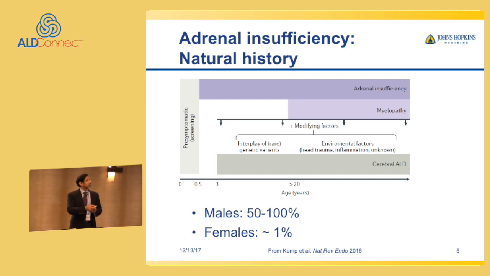What this is meant to show is that over the course of time, between age 0 and above, this is when you can develop the different characteristics of ALD, be it adrenal insufficiency, myelopathy, or cerebral ALD. There are many modifying factors that affect who gets what part of the disease. Not all of them are well characterized, but the most important thing from my perspective is the idea that adrenal insufficiency can occur at a very early age.